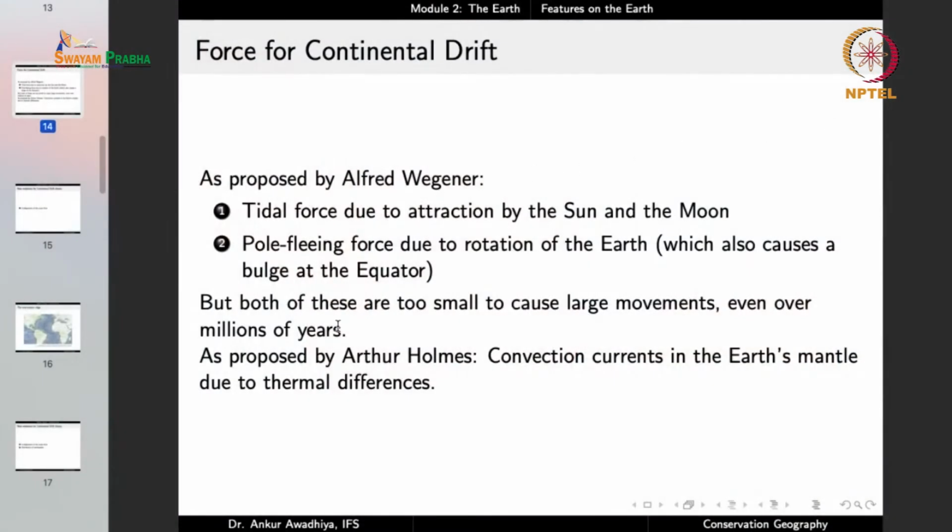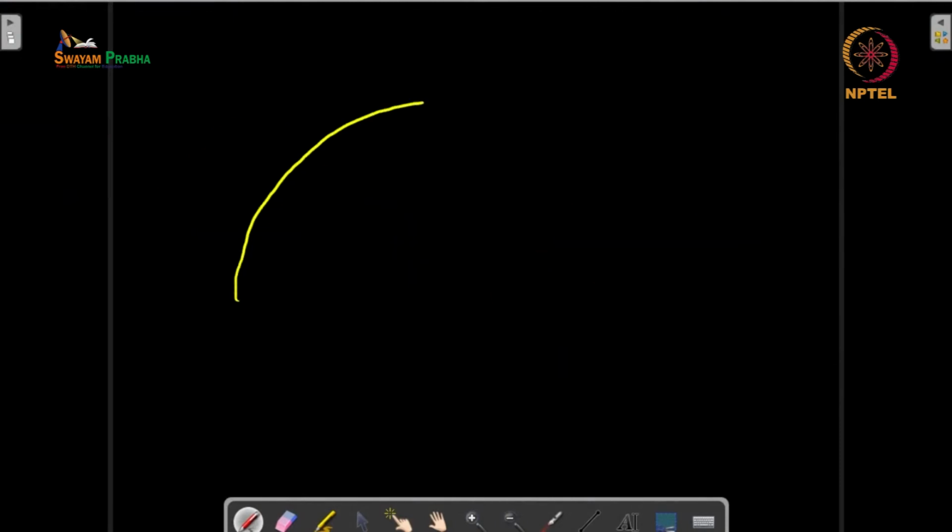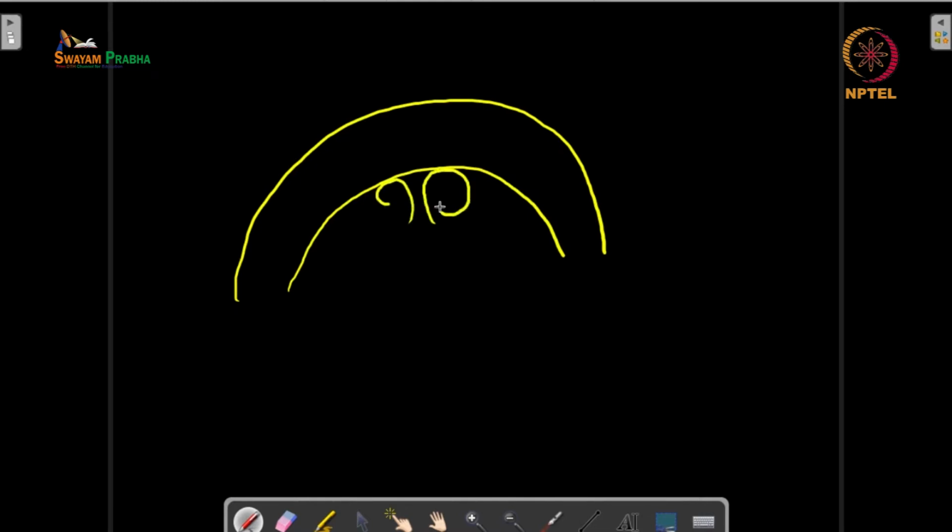Now, in the meantime, we have a proposal by Arthur Holmes, who stated that convection currents in the Earth's mantle due to thermal differences could be one of the ways in which these continents move. So what he was stating is that if you look at the Earth and if we consider the mantle, which is semi-solid, we can have convection currents that go like this. Now, if we have these convection currents, then probably any continent that is on top of these will move along with the currents.